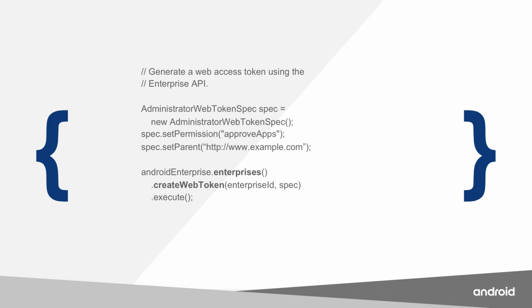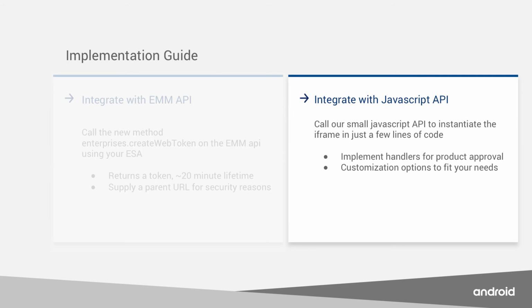Just to give you a quick example here, we can see that we've created this token specification. We've added some permissions and a parent URL, and we've gone ahead and created a token. The response to this API call is literally the token that you're going to pass to the second half of the API, which is a small JavaScript library that we've created to help you handle a lot of the boilerplate for getting this thing up and running.